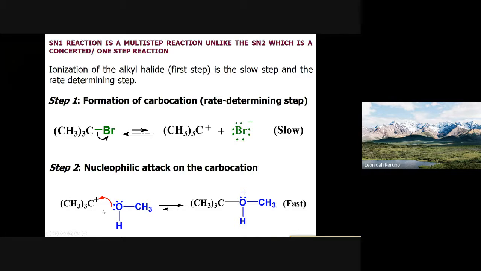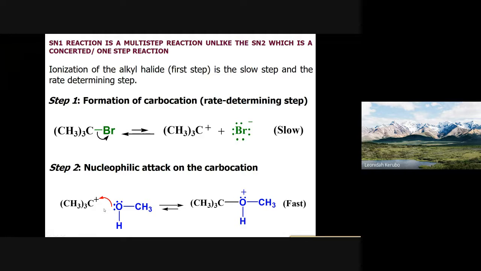The nucleophile in this case we've indicated is methanol, which is a weak nucleophile. And we know that SN2 reactions require strong nucleophiles. That's why if you have this nucleophile, there's no way it can undergo an SN2 mechanism. But these weak nucleophiles can easily undergo the SN1 mechanism, because they are reacting with a strong electrophile. So when you have a strong electrophile and weak nucleophiles, they can easily react.